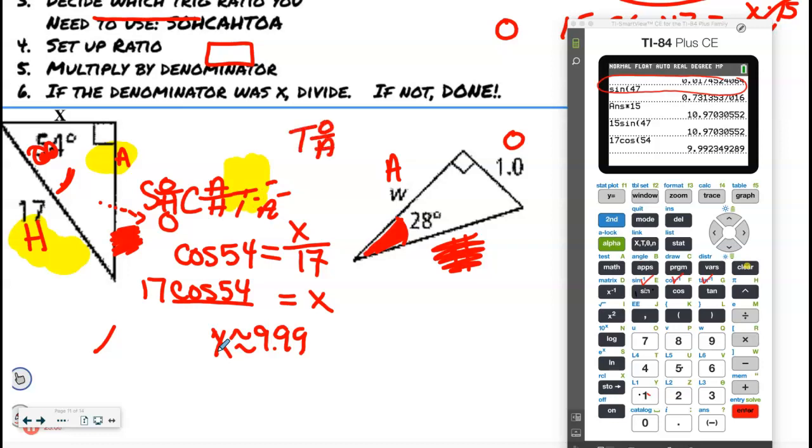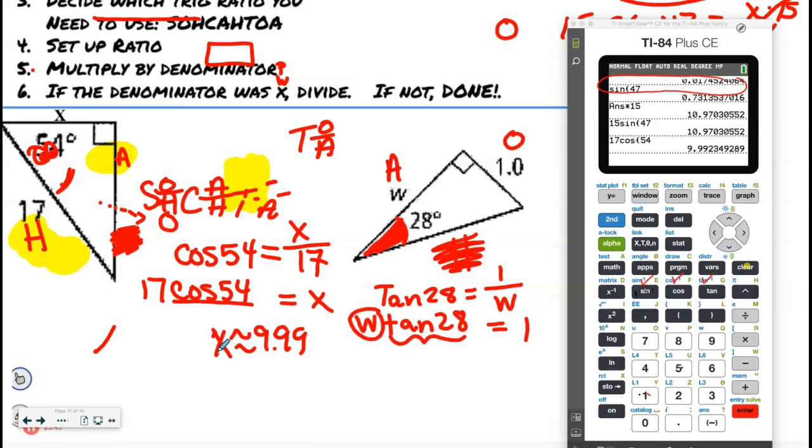a tangent ratio. So the tangent of my 28-degree angle is the side opposite over the adjacent. Now this one's a little different, but if you look at your steps, it says multiply by the denominator. So you're still going to multiply by the denominator to kill it on the right. You're going to multiply the right by W, and it's going to cancel. You're going to multiply the left by W. And this is going to require one more step, because if the denominator was X or W or P or the variable, you need to get rid of this number.